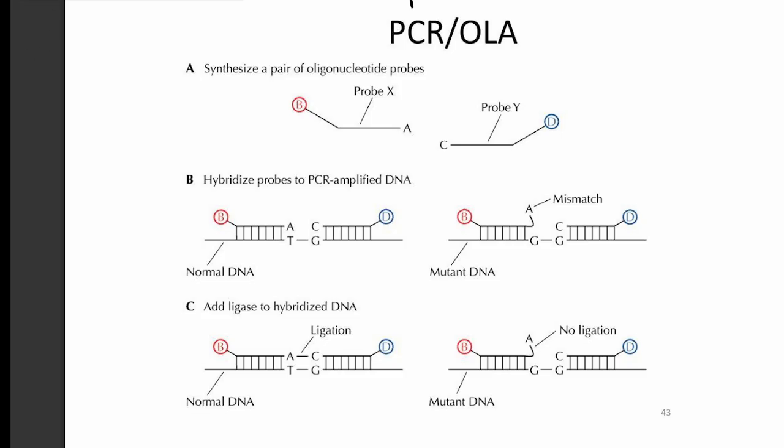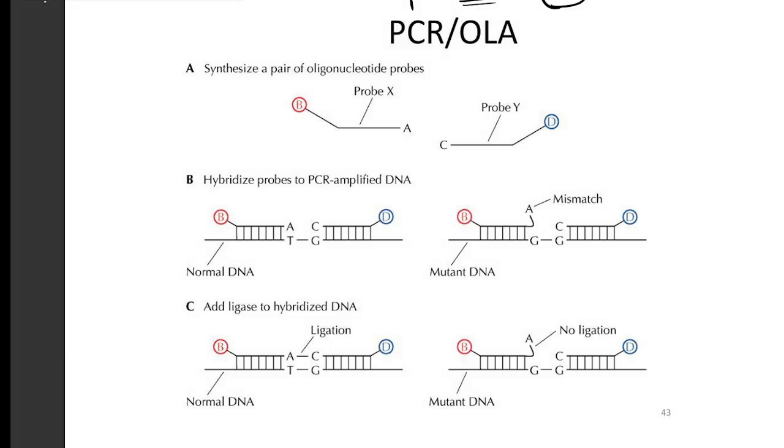And why PCR? Because whatever the gene of interest is, we have to first amplify it. Once the amplification has been done, only after that will we add our particular probes to detect the mutation. So it is always a combination of PCR and oligonucleotide ligation assay.